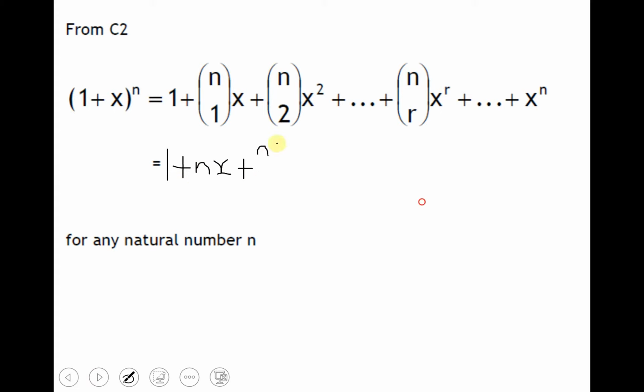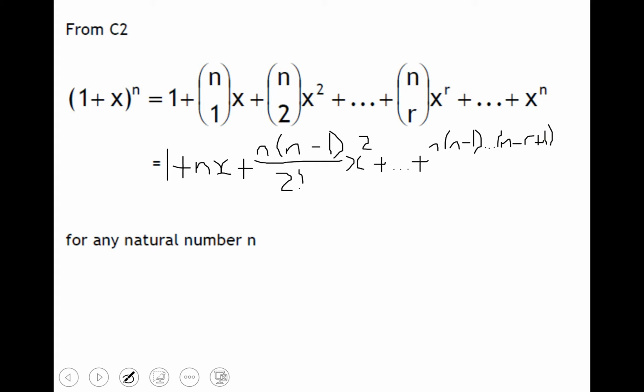plus n times (n minus 1) over 2 factorial x squared plus ... plus n times (n minus 1) ... (n minus r plus 1) over r factorial, plus ... plus x to the power of n. And this is true for any natural number n.